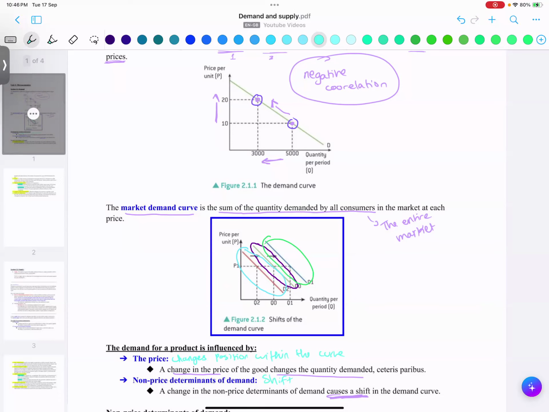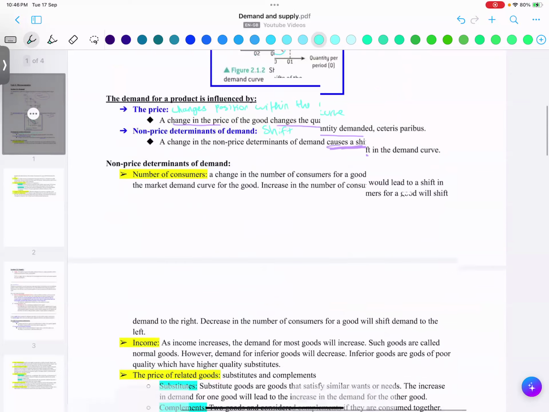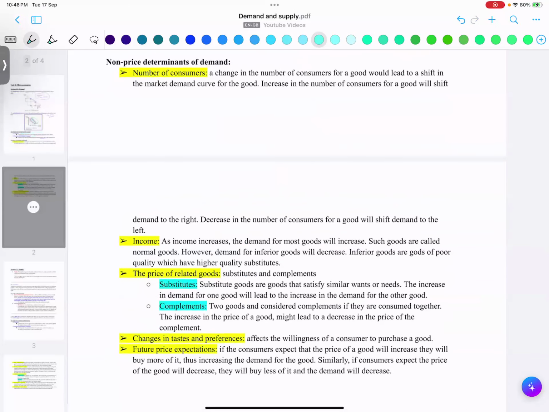So now we're going to be discussing the non-price determinants of demand, right? First you have the number of consumers. A change in the number of consumers for a good would lead to a shift in the market demand curve for the good, right? An increase in the number of consumers for the good will shift the demand to the right. A decrease in the number of consumers for a good will shift the demand for the good to the left.